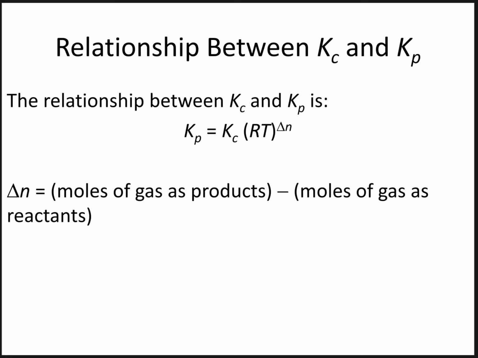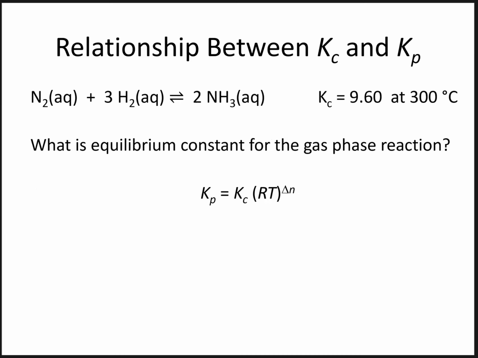To give you an example of this, we'll go back to Haber's reaction and look at it in solution. And here we've got the equilibrium constant in solution. So this is the Kc value. And if I want to know what the equilibrium constant for the reaction is in the gas phase, well, I apply Kp equals Kc times RT raised to the power of delta N.